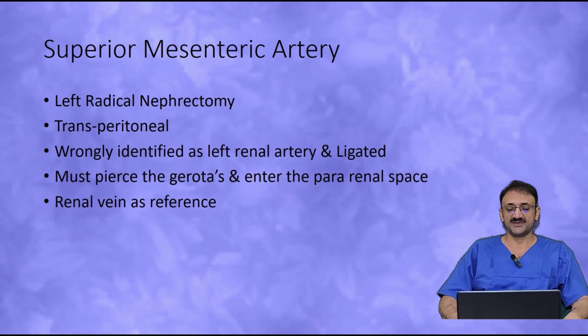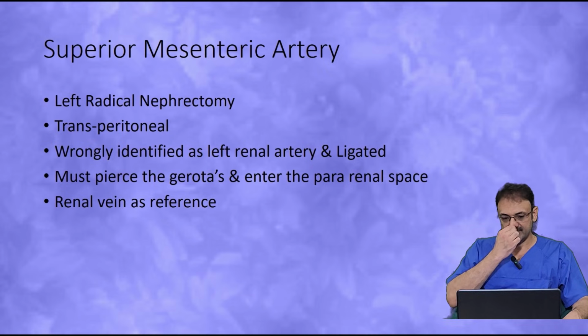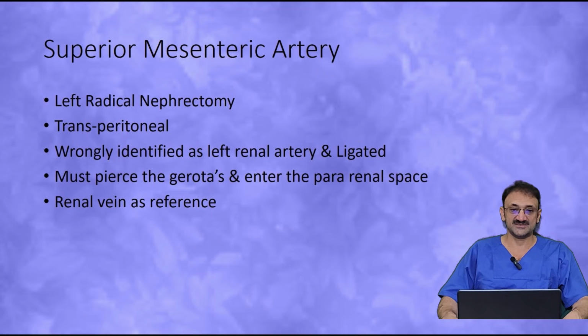Okay. The superior mesenteric artery is a site of injury or bleed or hemorrhage in left-sided nephrectomy, left-sided procedure. So it happens usually in the transperitoneal approach. In retroperitoneal, it is away from the surgeon, so it is really not in danger. But in transperitoneal, one must be aware of the location of the superior mesenteric artery. At times it is misjudged for a renal artery because it may be taking a curved course anterior to the renal vein, and the surgeon is happy and just clips it.